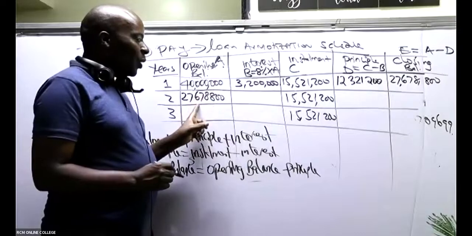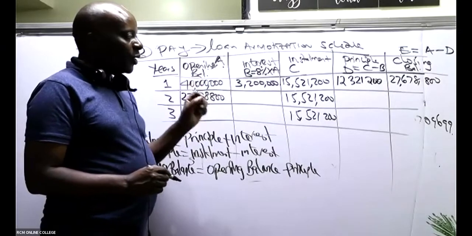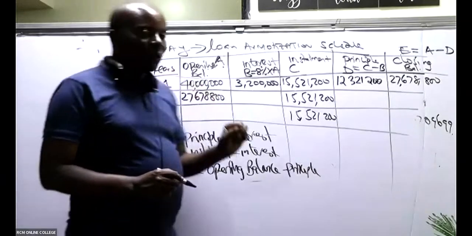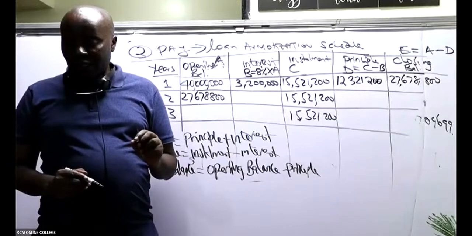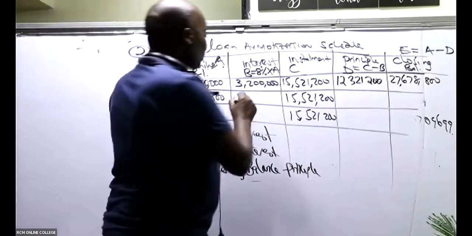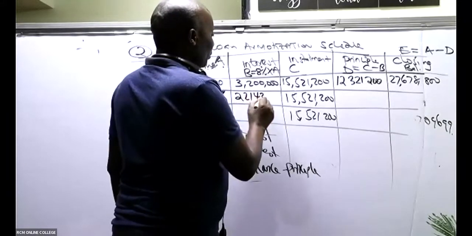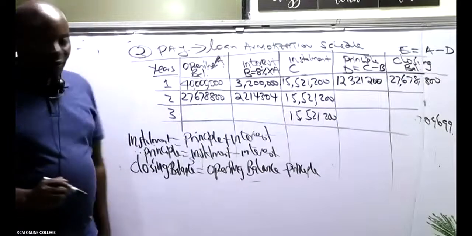Now this is the amount that we shall use to charge you year 2's interest. So you take this one times 8%, because always interest will be levied on the opening balance. Thank you very much, Bivlin. So 2,214,304.